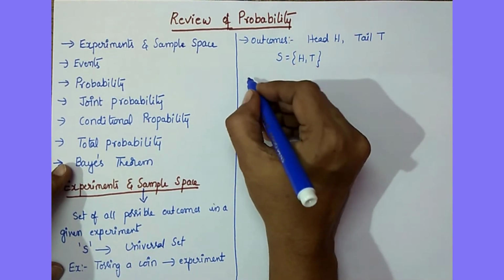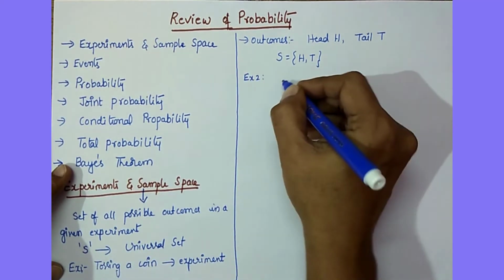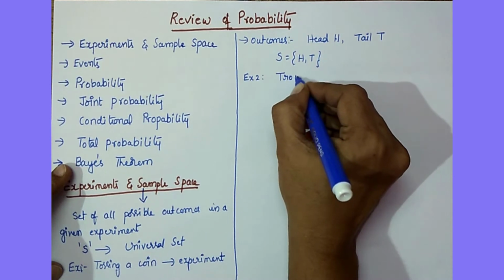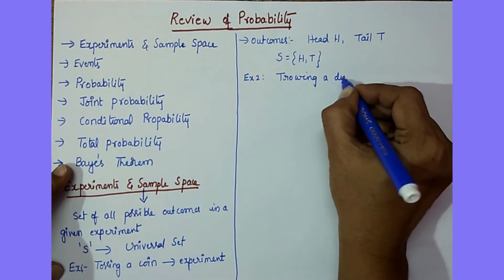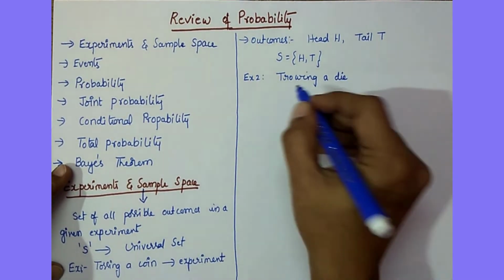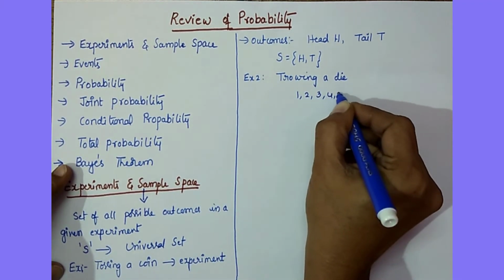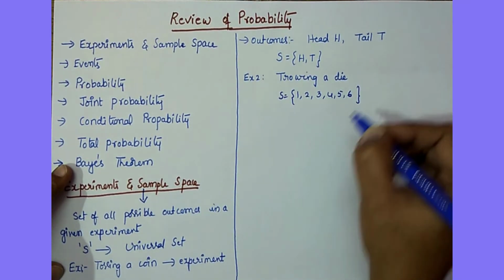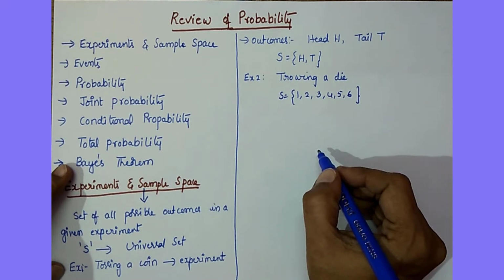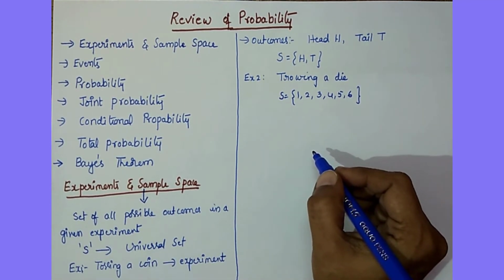Take another example. This is example 1 and take another example 2. Throwing a die is an experiment. What are the outcomes? The outcomes are 1, 2, 3, 4, 5, 6. So totally this is called your sample space. Okay, so set of all possible outcomes in a given experiment is called sample space, and as it consists of total elements, it is also called universal set.